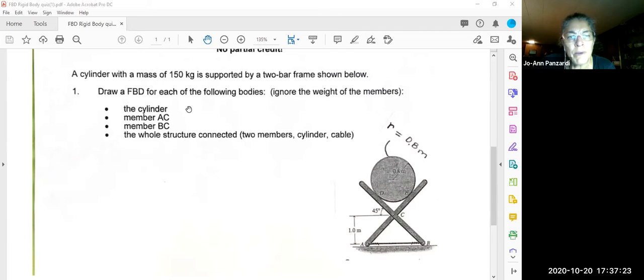I want you to draw a free body diagram of a cylinder, a free body diagram of member AC, a free body diagram of member BC, and a free body diagram of the whole structure together. So you're just going to give me 4 free body diagrams. Remember, put in whatever information. I mean, they're a little shoddy on distances, so you may not have them. So then you can't put them in, but put in what you do have. Okay. And now just go for it.